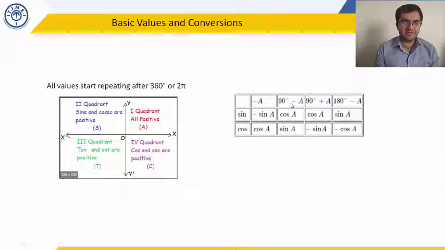Next, you have 90 minus A. 90 minus A is quadrant 1. Cos is positive in quadrant 1. So you get a plus sign. And since this is 90, the angle changes from cos to sine. So you get plus sine A. 90 plus A is quadrant 2. In quadrant 2 cos is negative, so you get a minus sign here, and cos transforms to sine, to become minus sine A.